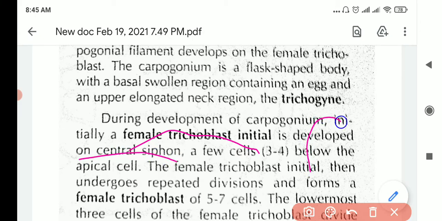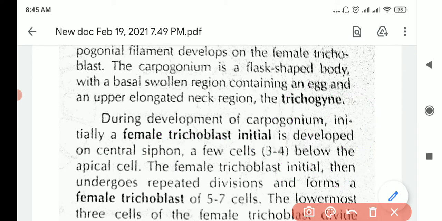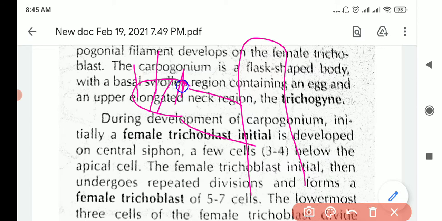Remember, the siphon means the pipe, and the central siphon is surrounded by the peripheral siphons. From the central siphon, the female trichoblast initial will develop. The location is just a little bit below the apical tip. This is the main axis, this is one trichoblast, and this is the tip of the cells. Maybe from the third cell it will form. Here, this will be your initial.